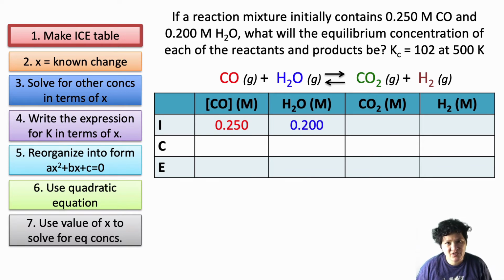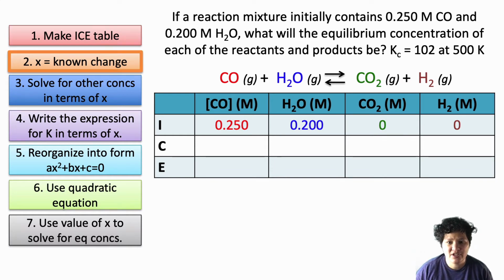Now, how about the initial concentrations of carbon dioxide and hydrogen? Well, we didn't add any of those, so our initial concentrations are going to be 0. Now we're going to use x to represent one concentration change. I'm going to choose carbon monoxide. We're going to be losing carbon monoxide during this reaction.